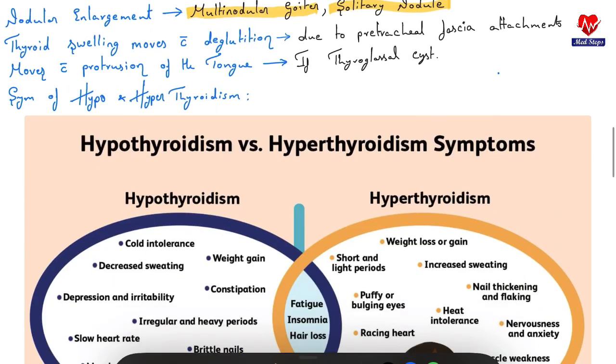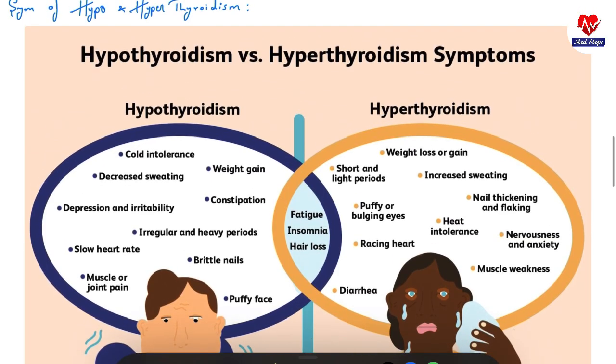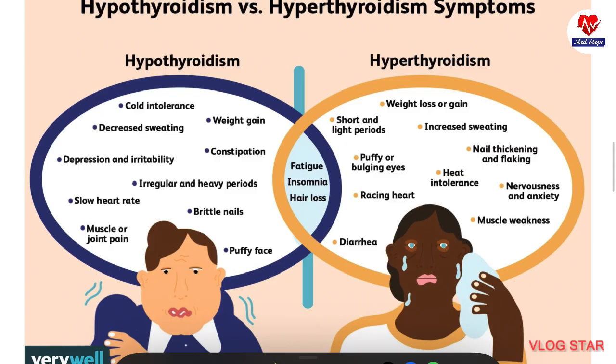The symptoms of hypothyroidism and hyperthyroidism are different, so we have to remember the classical symptoms. If you are not remembering everything, at least the classical symptoms we have to remember. First of all, hypothyroidism: weight gain, cold intolerance, constipation, fatigue and decreased sweating, depression and irritability, irregular and heavy periods, slow heart rate, brittle nails, puffy face, and muscle or joint pain. These are all the things you can see in hypothyroidism.